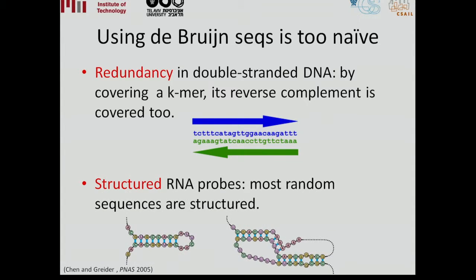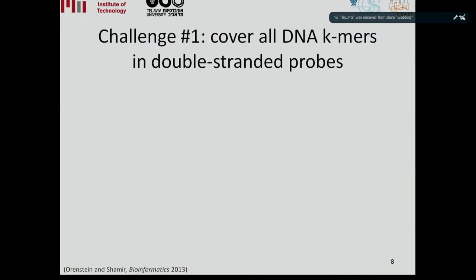So one would think that a better, more compact design would be possible. And similarly, in the RNA case, we want to avoid the structured RNA probes because they are not useful to us, and we would like to create a subset that will be more efficient. So the first challenge is how to cover all DNA k-mers in double-stranded probes. So you use the reverse complementarity to save.